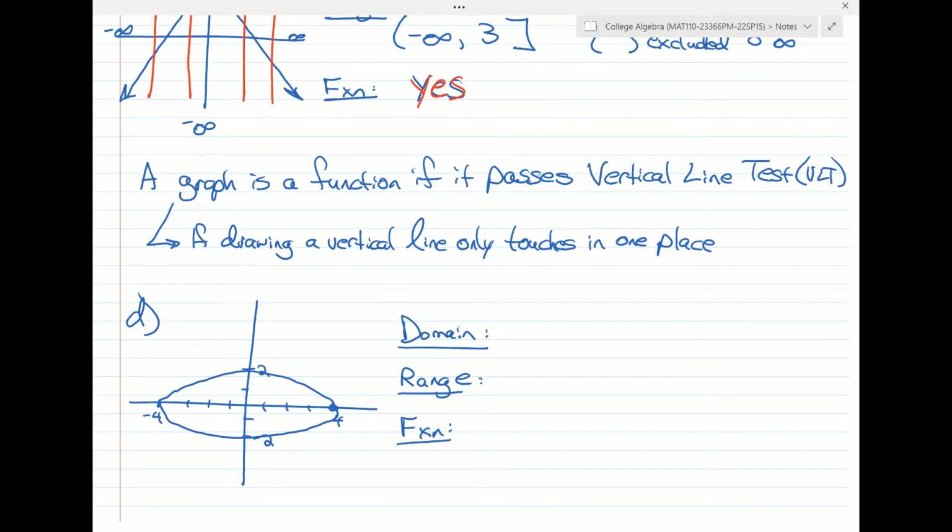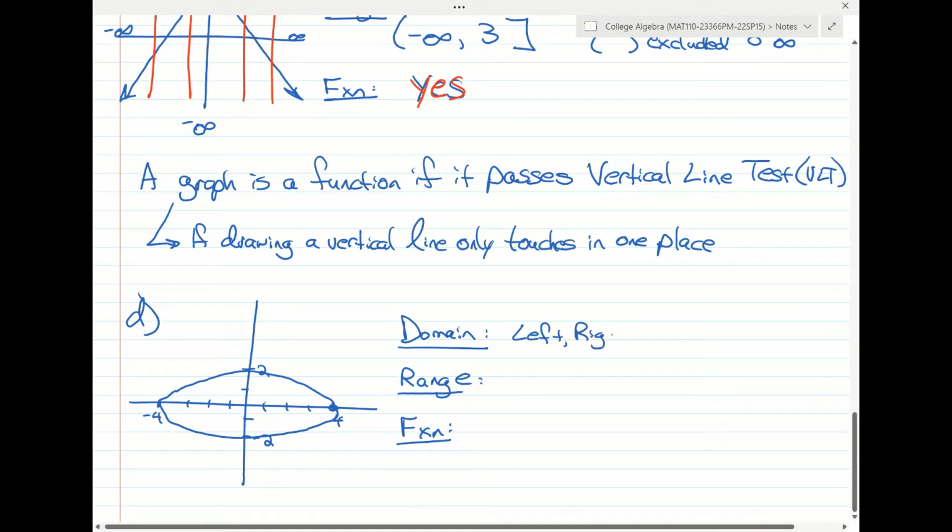So let's think about the domain. We want to know how far left does it go and how far right does it go. It looks like for this graph, it goes to -4. On the right side, it goes to 4. And because those are actual full circles, it's not an outline, we put those in brackets. For the range, we're looking how far down it goes, how far up it goes. So we go from -2 to 2.